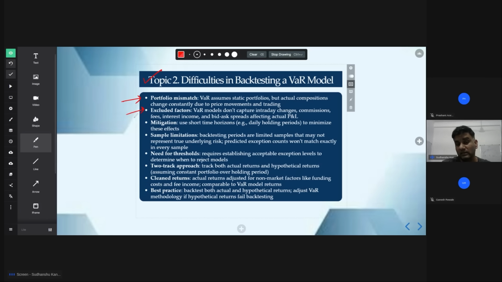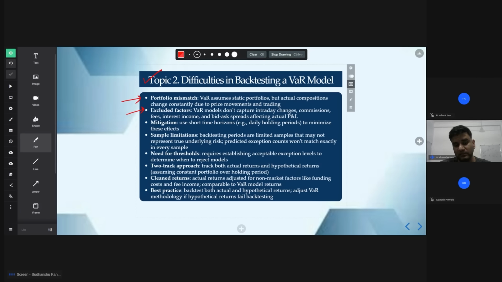Then what are the other issues in backtesting a VaR model? Second is excluded factors. When I say excluded factors, what do I mean? VaR models often ignore real world elements. What do you mean by real world elements? Your intraday price moves, your transaction costs, your bid ask spread, your interest, dividend income, and fees. You ignore those real world elements that affect your profit and loss. This causes a difference between the model-predicted loss and the actual realized loss.